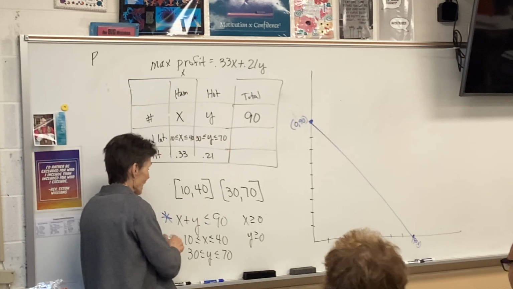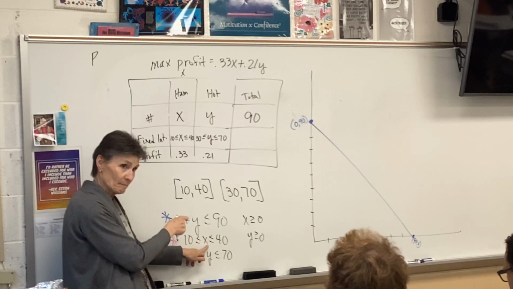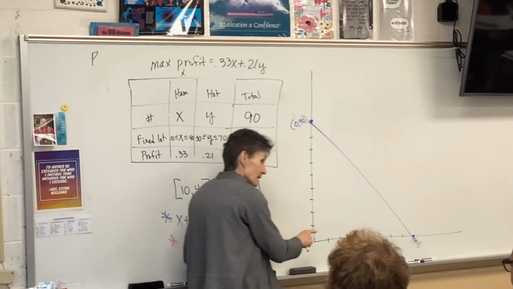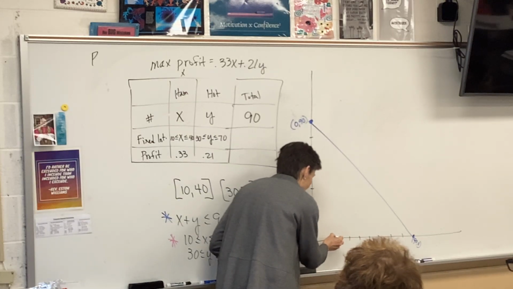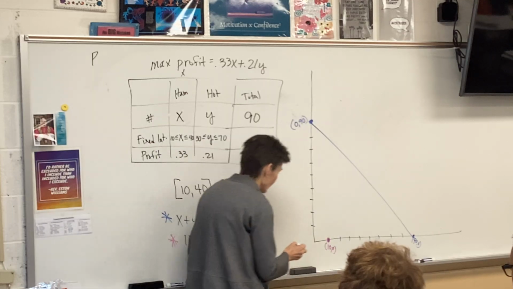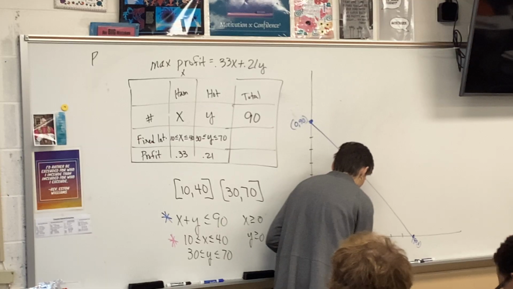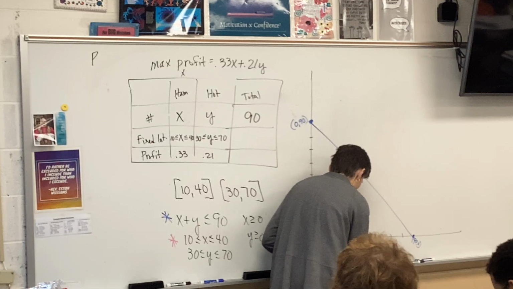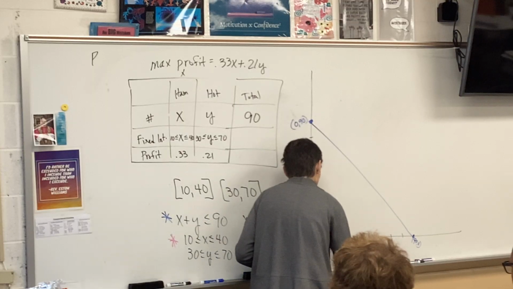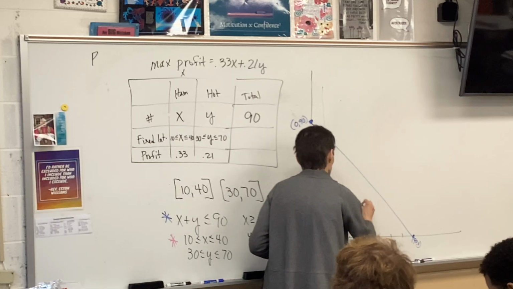Yep. All right. Now this only has one letter in it. See that? And the letter is X. So I come down to my X-axis. I'm going to put a dot at 10. And I'm going to put a dot at 40. And then I'm going to draw a line straight up from both of those.